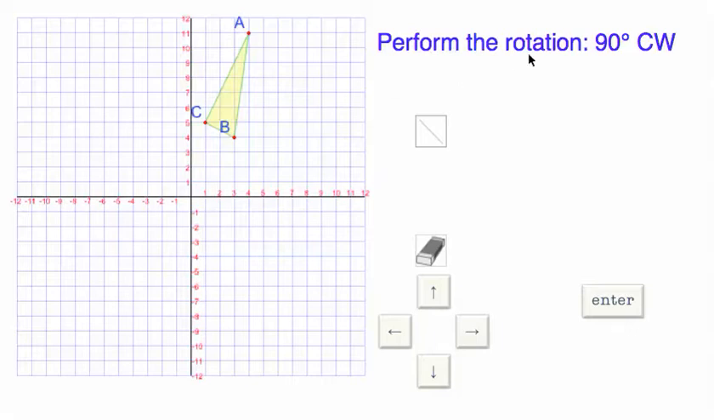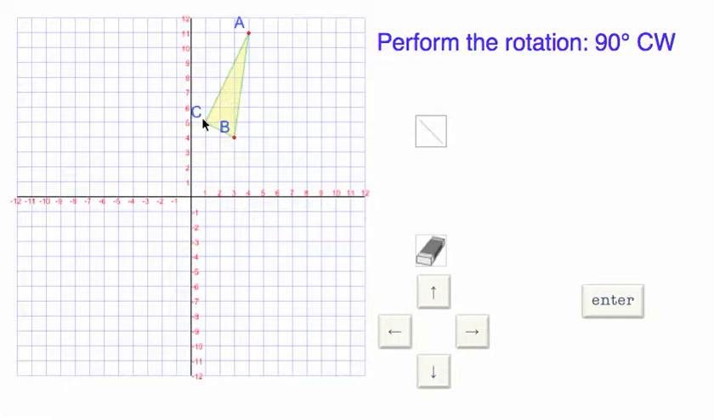Welcome to rotations. We're on level 8 and you're being asked to perform the rotation 90 degrees clockwise. Okay, so this is the shape and we want it to go 90 degrees clockwise. Now, one of the things you can do, the easiest thing to do, is just pick up your computer and turn the whole thing sideways 90 degrees and see what it's going to look like.